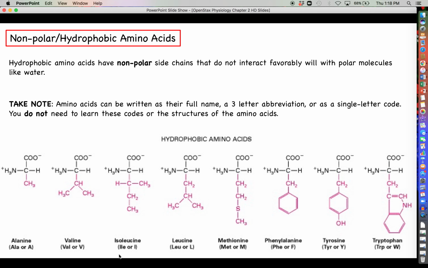Now, one thing you may notice about these different amino acids is that they can be written in 3 different ways, either with their full name, a 3-letter abbreviation, or a single-letter code. Regardless, you do not need to memorize any of the amino acids. You don't need to learn the codes, you don't need to learn the abbreviations, you don't need to learn the structures. Come exam time, if I need to ask you a question about a particular amino acid, I'll tell you which category it falls into. I want you focusing more on the categories than the individual amino acids themselves.